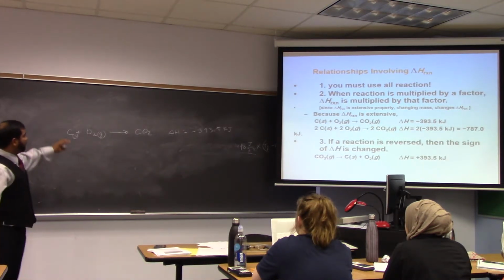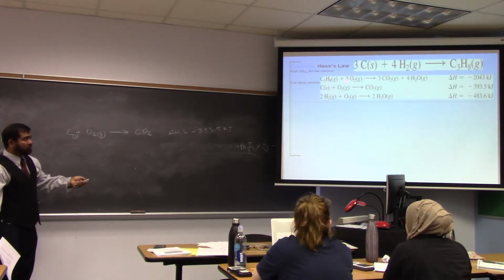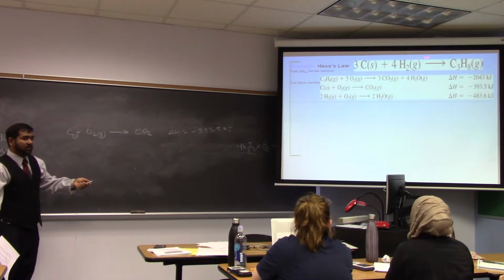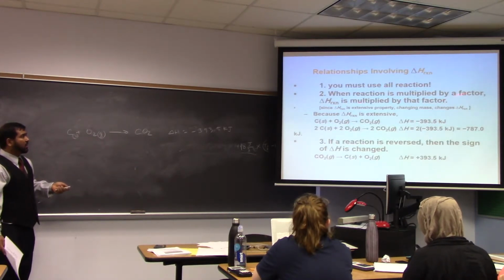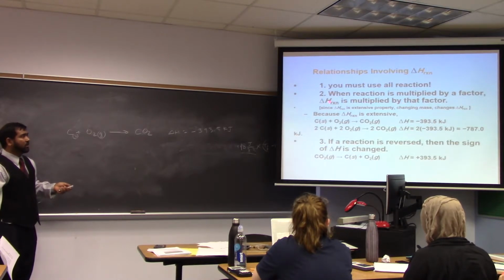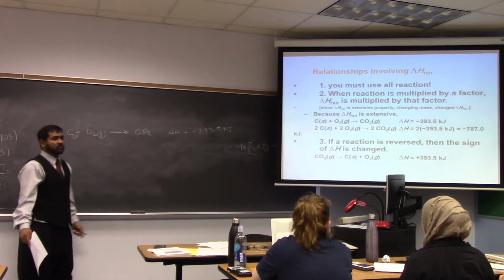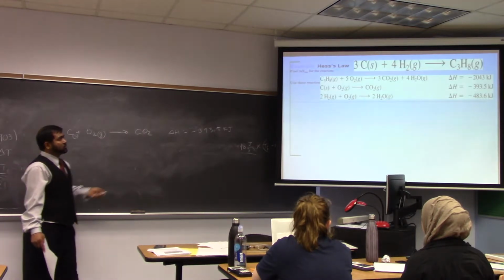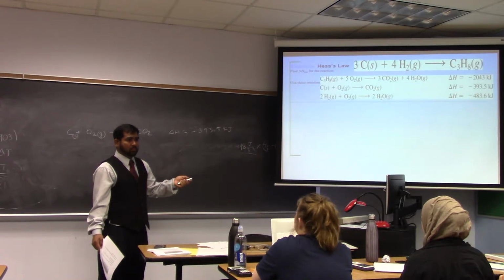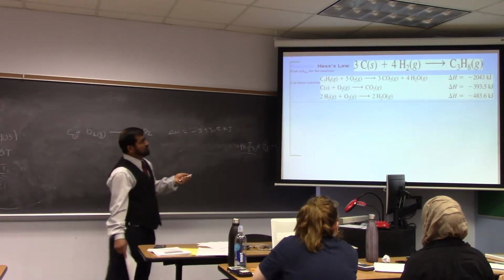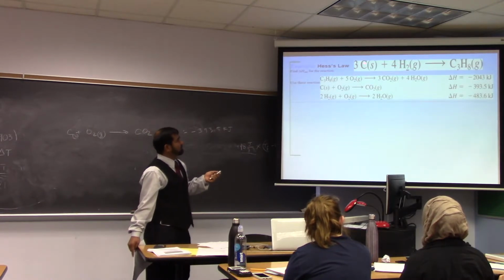So the first rule is you must use all reactions. You have to manipulate all of them to get the final product. The second rule is when you multiply by a factor, you also multiply the enthalpy. What does it mean? Look at that. To get this reactant and product, how do you manipulate? Look at that. What do you have in this? You have 3 carbon.